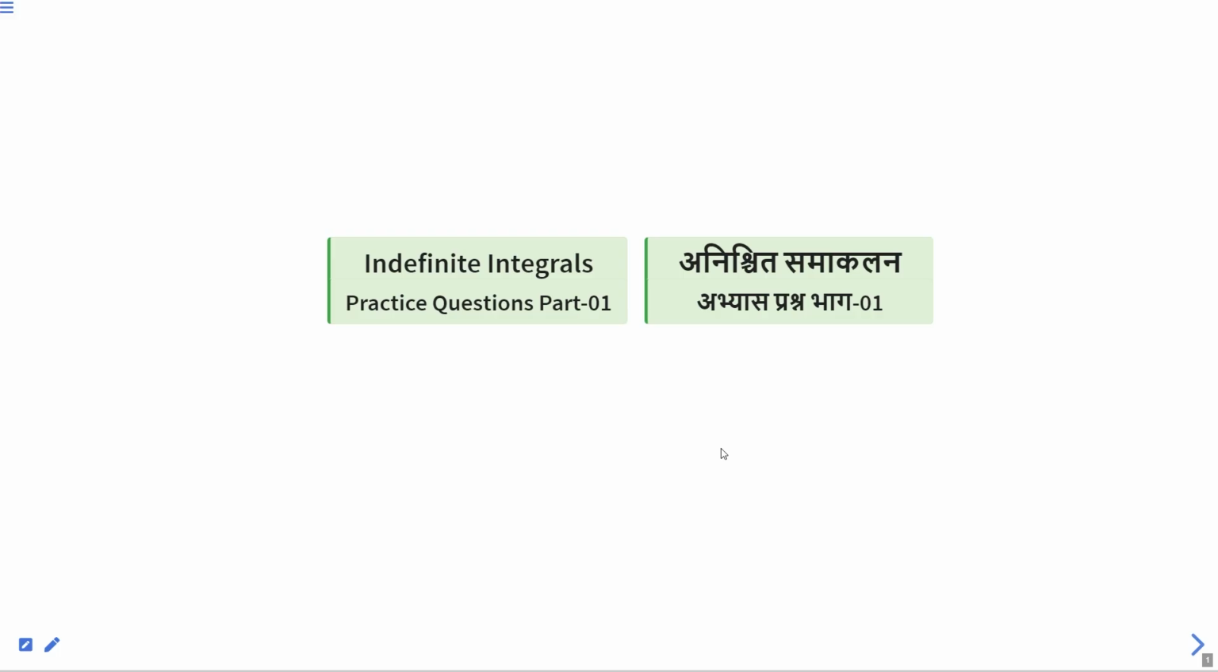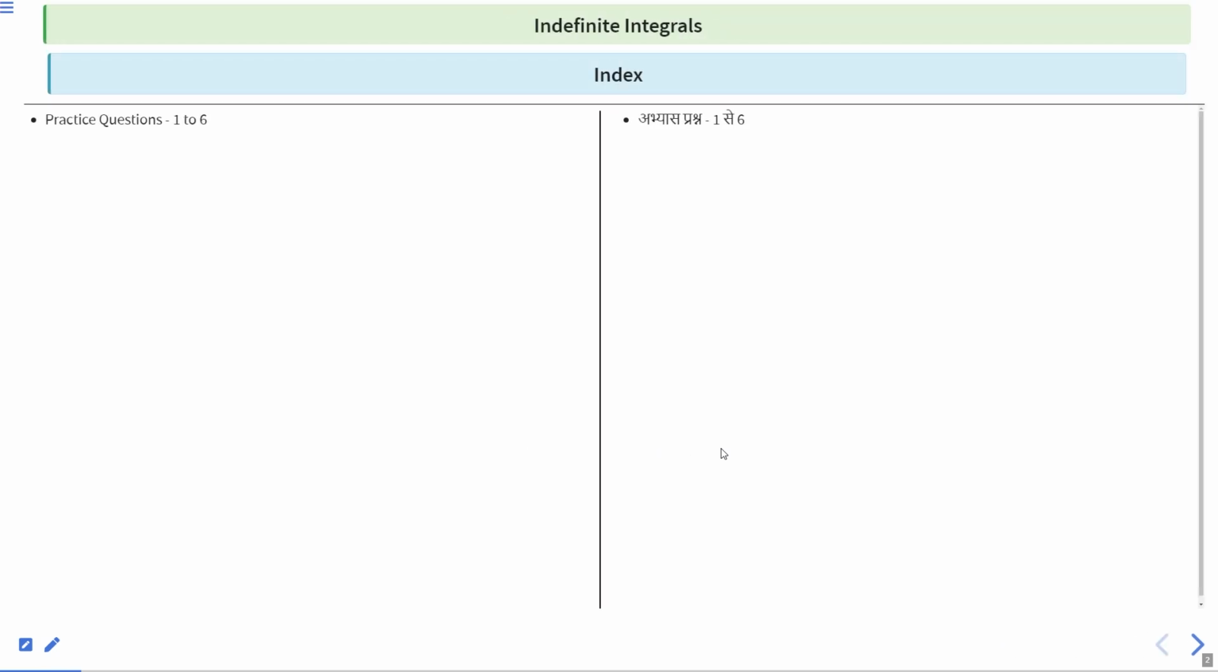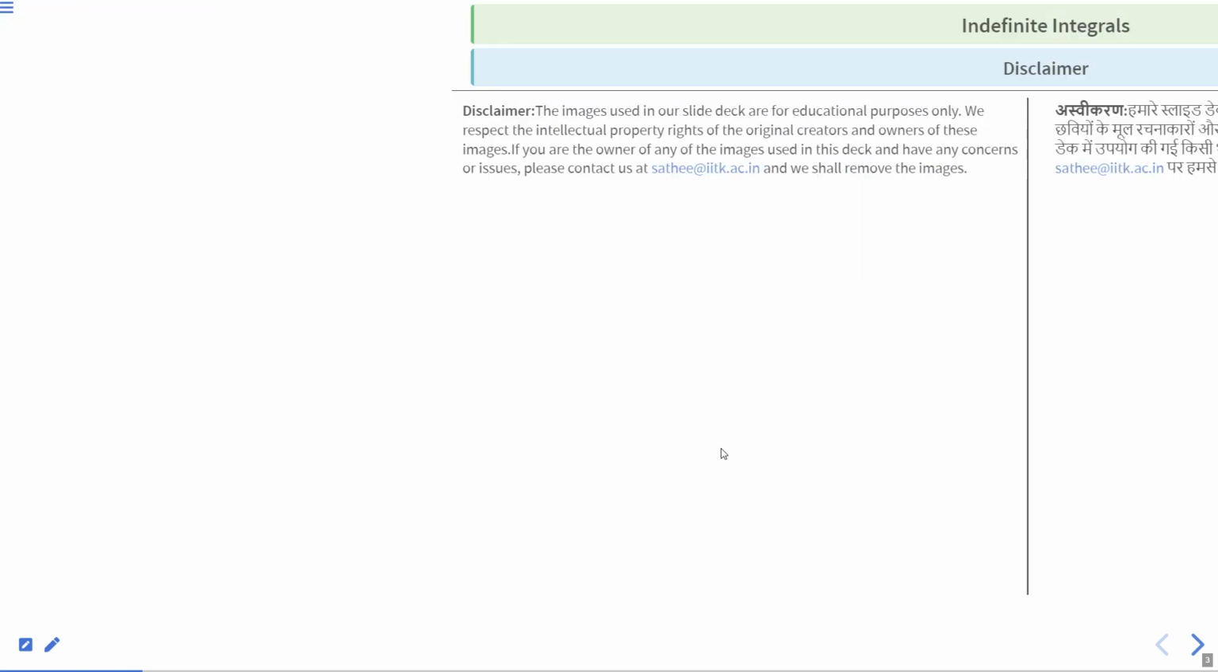Hello everyone. In today's lecture, we will see some practice questions based on indefinite integrals. We will start from practice question 1 and we will discuss till question number 6 in this lecture.